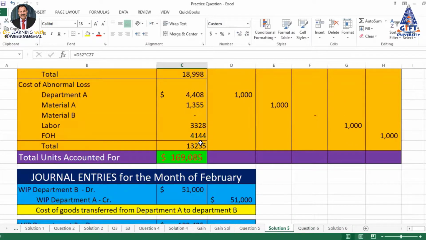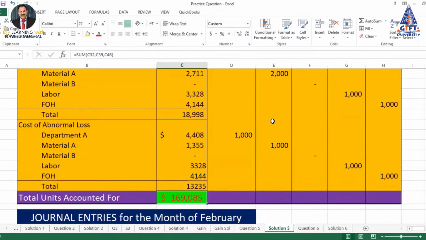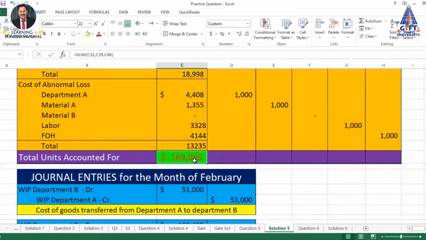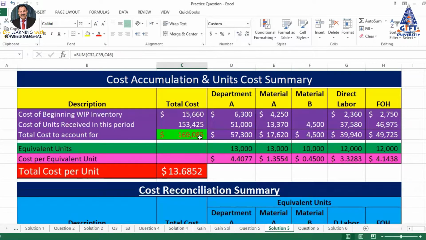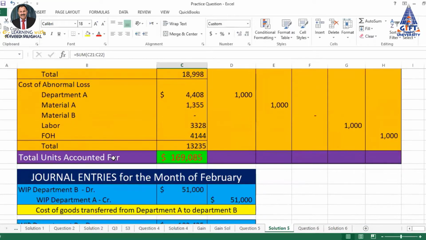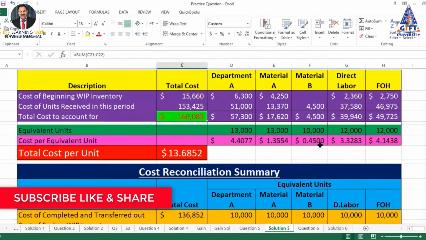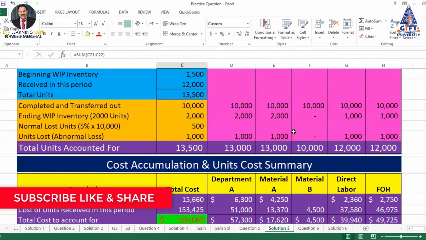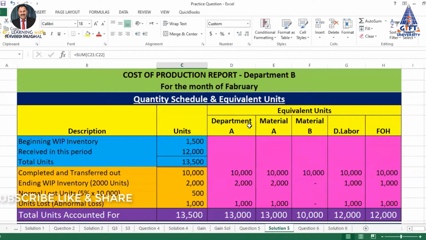When we add up these three figures, we will have the total cost which we have applied to that department, that is 1,69,085. And this cost has been reconciled with the total cost which was added to this department. So in this way we can reconcile our total cost. And this is the whole cost of production report when there are normal as well as abnormal losses.